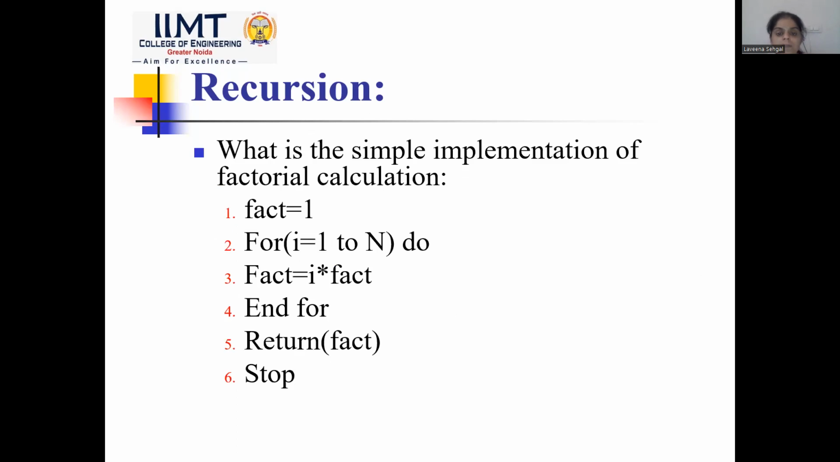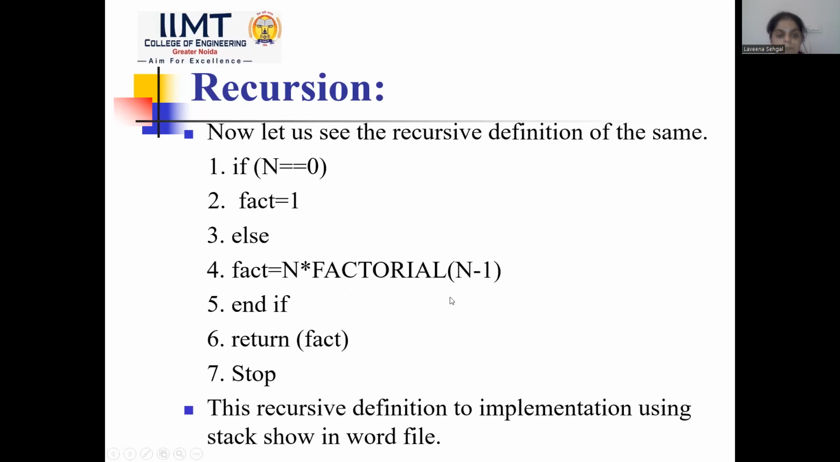So this is the simple basic program for recursion. How we can implement a simple factorial function: fact equals 1, then we apply a for loop starting from i equals 1 till n. Do, then we apply the method of factorial, fact equals i into fact, till the end of the integer. And for return fact, we are using a recursive function here.